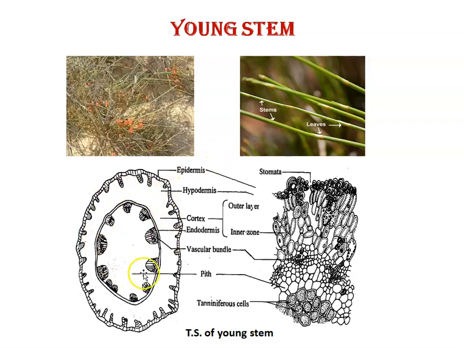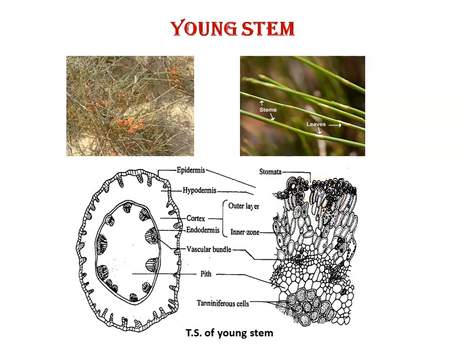This is a transverse section of the young stem of Ephedra. Due to the presence of longitudinal ridges on the stem, its outline looks wavy. It shows the presence of ridges and furrows. The outer layer is the epidermis, and the epidermis has a thick cuticle which is interrupted in furrows. As you can see here, look at this diagram.